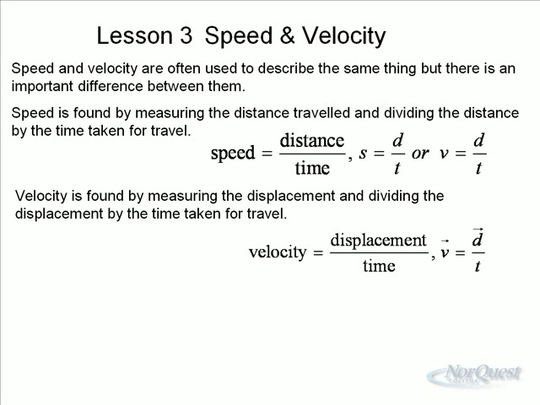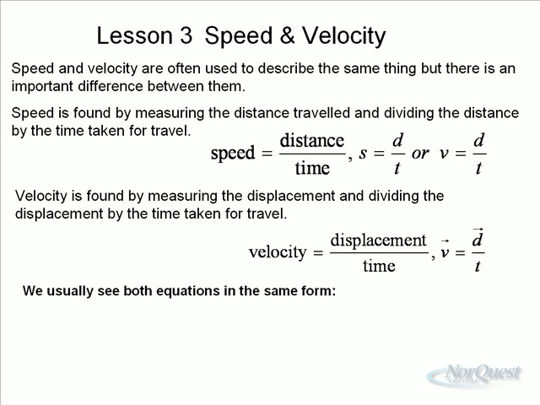Now you can see that we have drawn a little arrow above the v in the velocity equation. The little arrow indicates direction. Notice that in the speed equation there is no arrow. There is no direction given. But in the velocity equation, there is an arrow over the velocity. There's also an arrow over the displacement, and we'll explain that in just a moment.